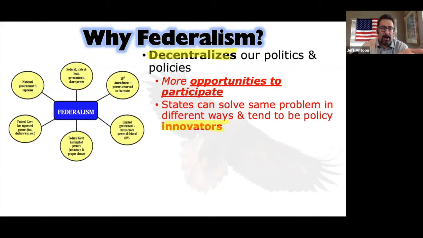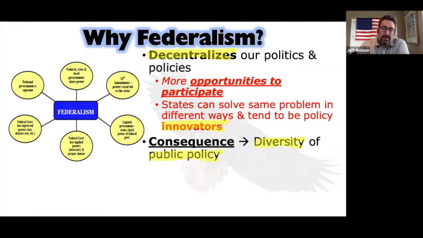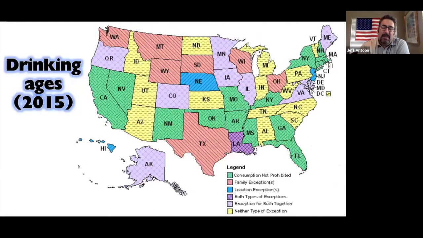Drinking ages, we're going to talk about. Even though it's officially 21 to buy, each state has different ways of handling it, based on their state and on what they think is important. This helps each state be an innovator and be creative. The consequence is diversity of public policy. This is where we disagree on a lot of things, but again, it allows us to innovate. So let's talk about drinking ages. You can see in Texas here, there are family exceptions for the drinking age.